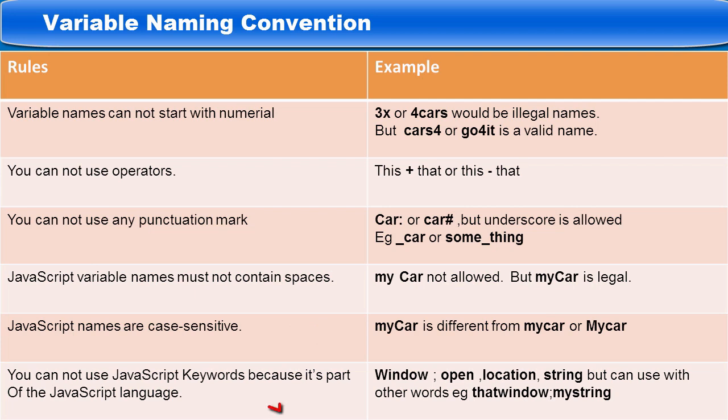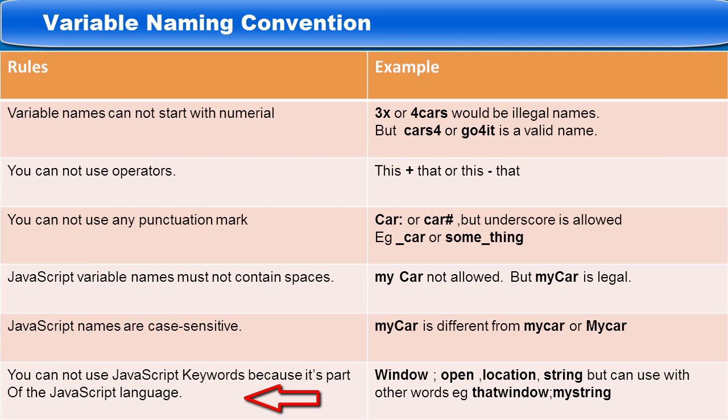Finally, you cannot use any JavaScript keywords. Keywords are parts of the JavaScript language itself. You can't use any of that for a variable name. For example, window is a keyword in JavaScript. It's part of the language. Things like open is part of the language. Location or string, those are all part of the JavaScript language, so it will be illegal to use them on their own. However, you can use them in combination with other things, other keywords.